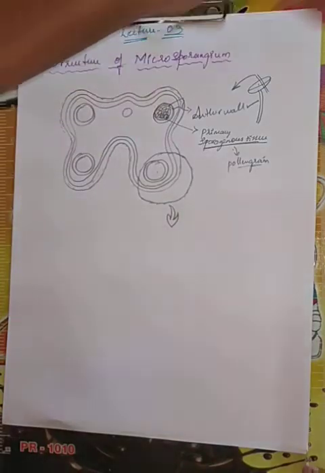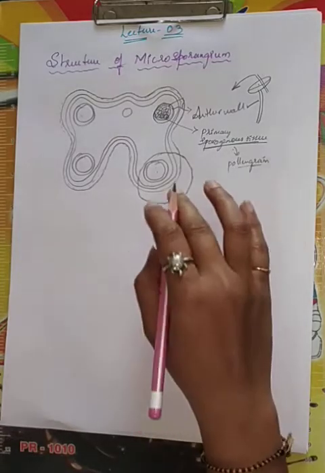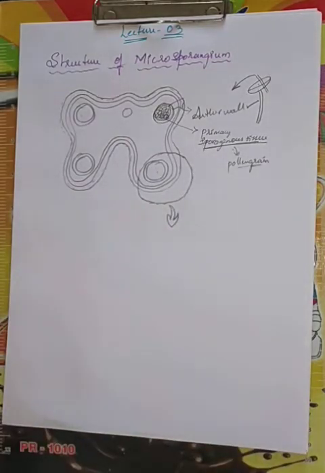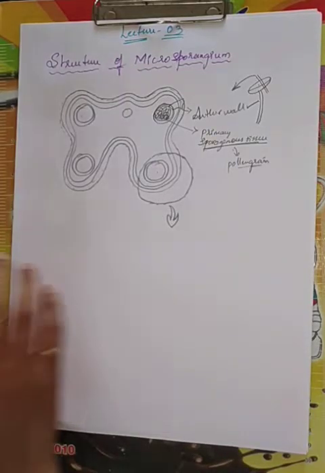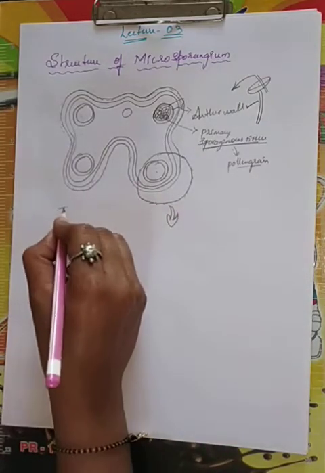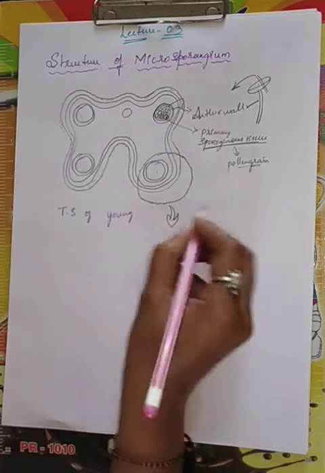From your exam point of view, children, many times this structure is also asked in a simple diagram form. That is why this structure is also important. This is the TS of a young anther. What is it actually? This is the TS of a young anther.